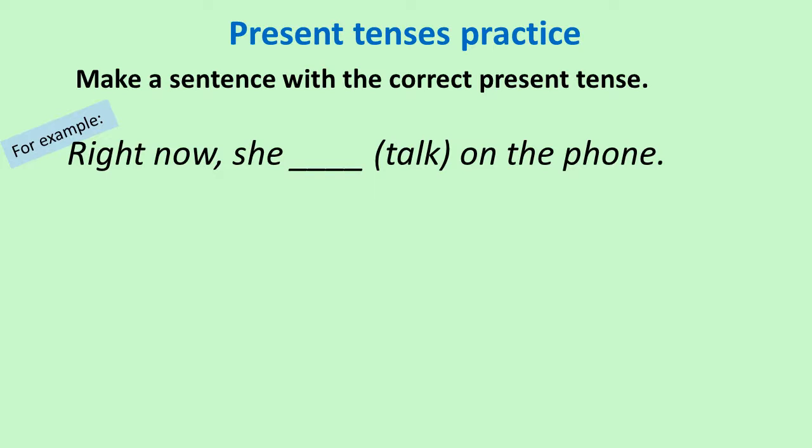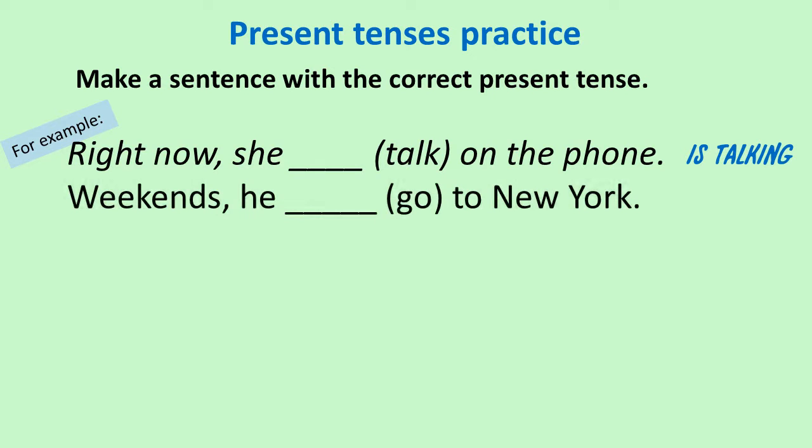Now we can make a sentence with the correct present tense. These sentences could use either the simple present or the present progressive or both. For example, right now she blank on the phone. And you have to say which version of the verb talk you should use. Should it be right now she talks on the phone? Or should it be right now she is talking on the phone? And the answer would be is talking.